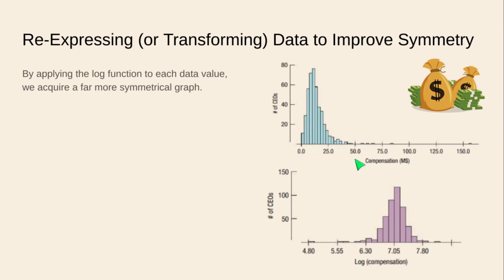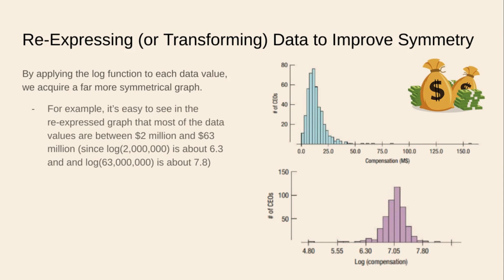Everything over here is an outlier, right? Even some of these guys are outliers, right? Here we have 1, 2, 3, maybe 4, 5, less than up here, all right? And the bell shape is much more agreeable. So for example, it's easy to see in the re-expressed graph that most of the data are between 2 million and 63 million. All right, that would be very hard to tell in this graph. But looking here, we can see the vast majority of data values are between 2 million and 63 million.